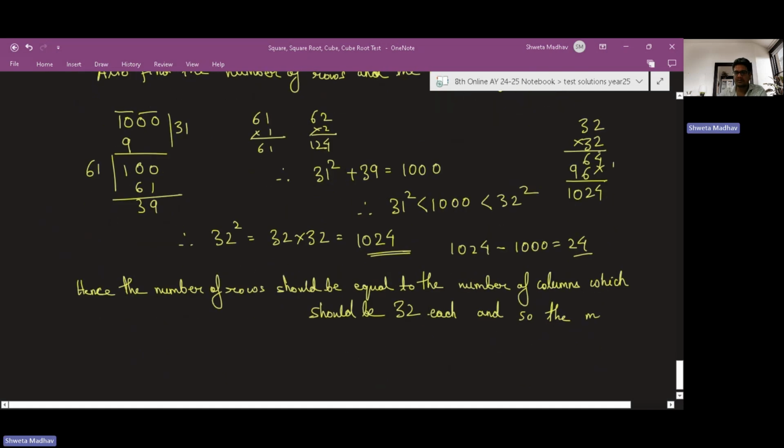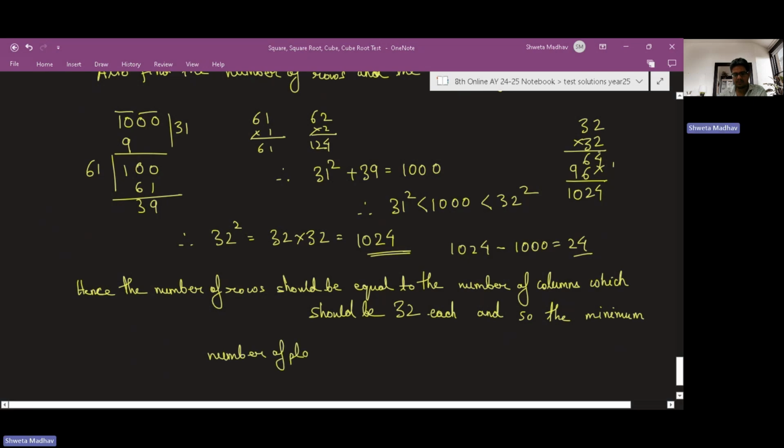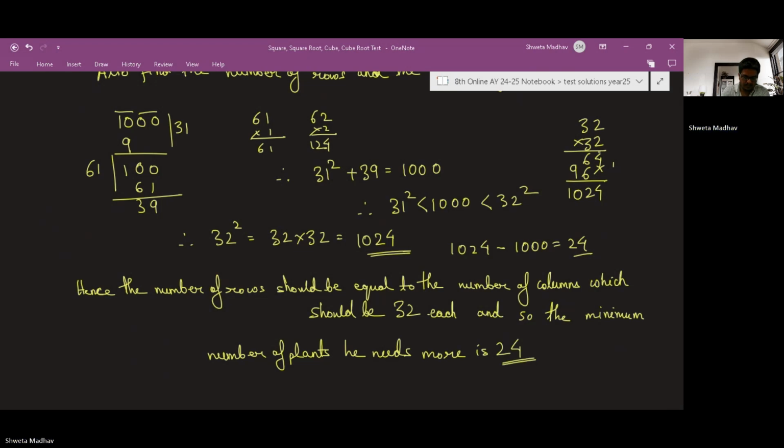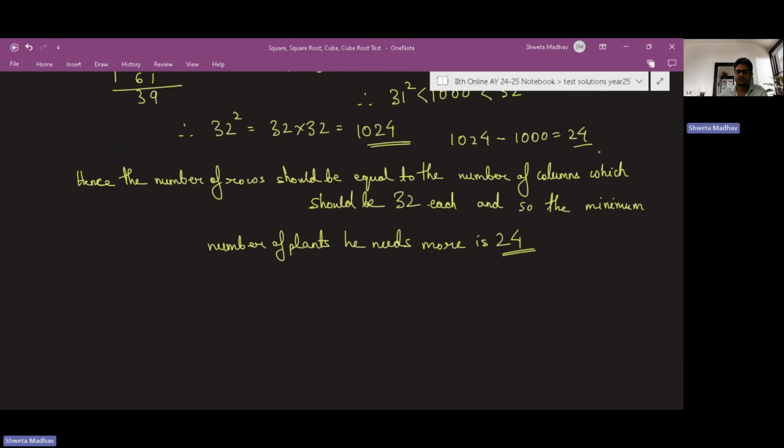So the minimum number of plants he needs more to form the square is 24. So this is the answer.